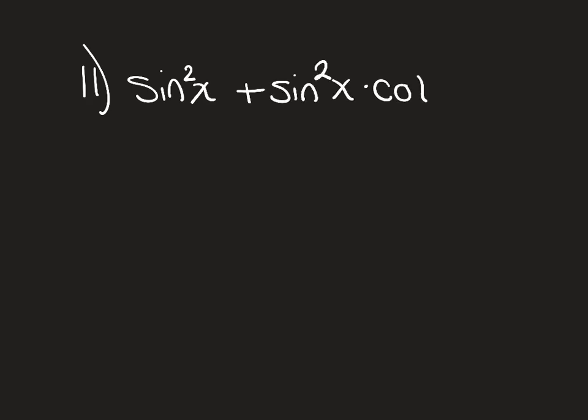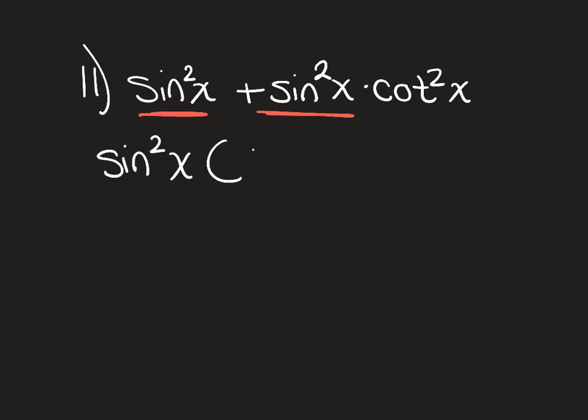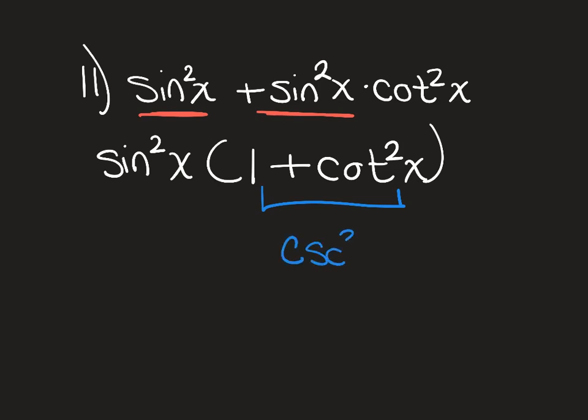Last one, number 11. I have a sine squared x plus sine squared x times a cotangent squared x. Both pieces have a sine squared in them, so I'm going to factor out a sine squared x. There's a 1 left in the first part plus a cotangent squared x. This piece right here is a Pythagorean identity. 1 plus cotangent squared is equal to cosecant squared.